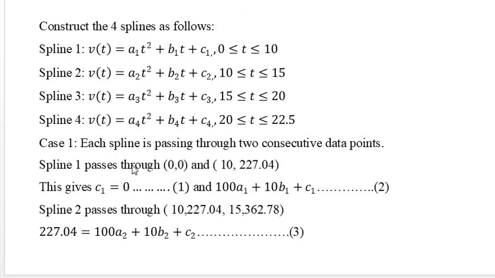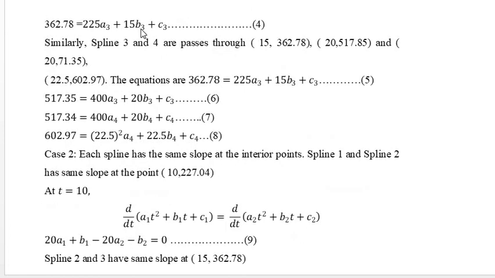Now consider case 1, case 2 and case 3. By considering case 1, each spline is passing through 2 consecutive data points. So spline 1 passes through 0, 0 and 10, 227.04. So this gives c1 equal to 0. And similarly consider spline 2, spline 3 and spline 4. Get the equations 4, 5, 6, 7, 8.